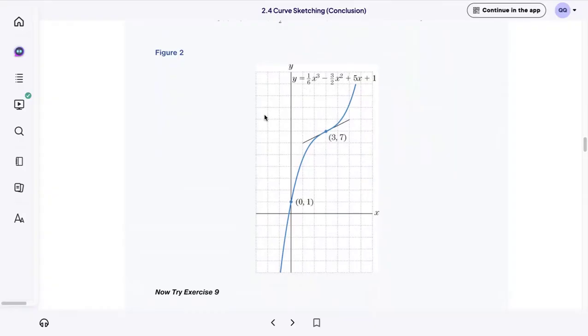You can also think about this graph in terms of algebra, right? This is a polynomial of degree 3. The leading coefficient is positive, so the graph has to go this way, the end behavior.